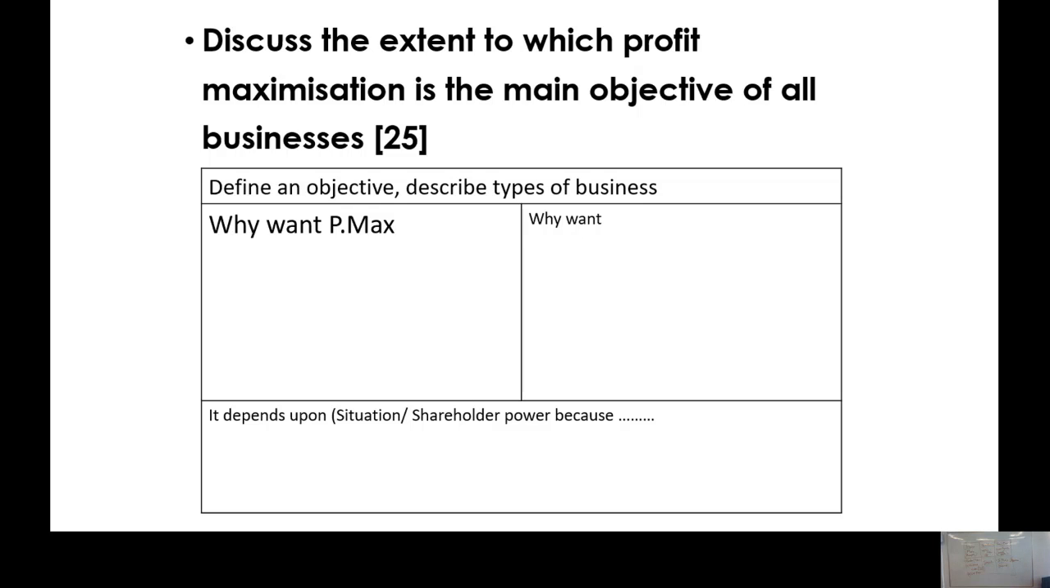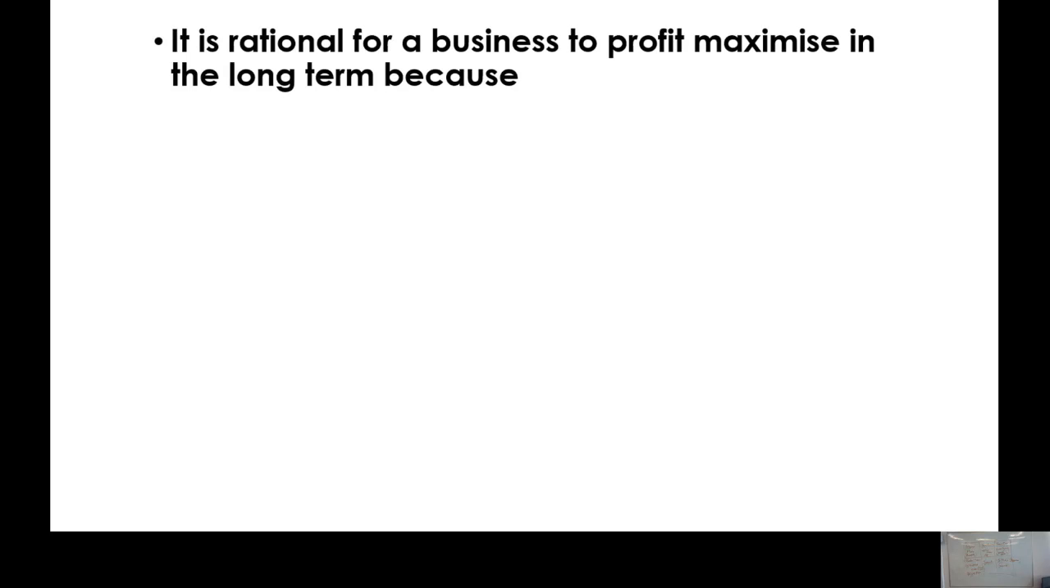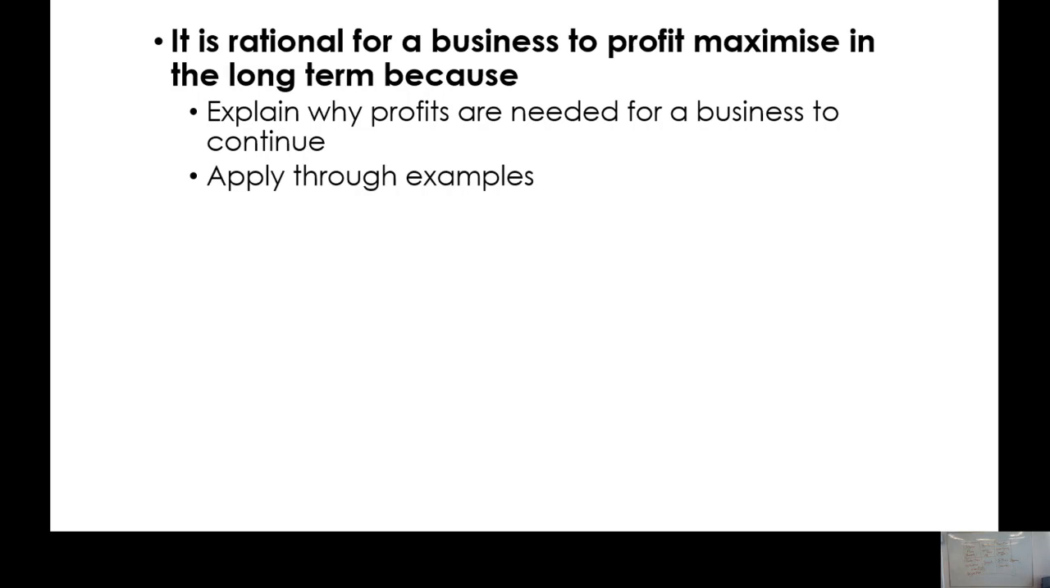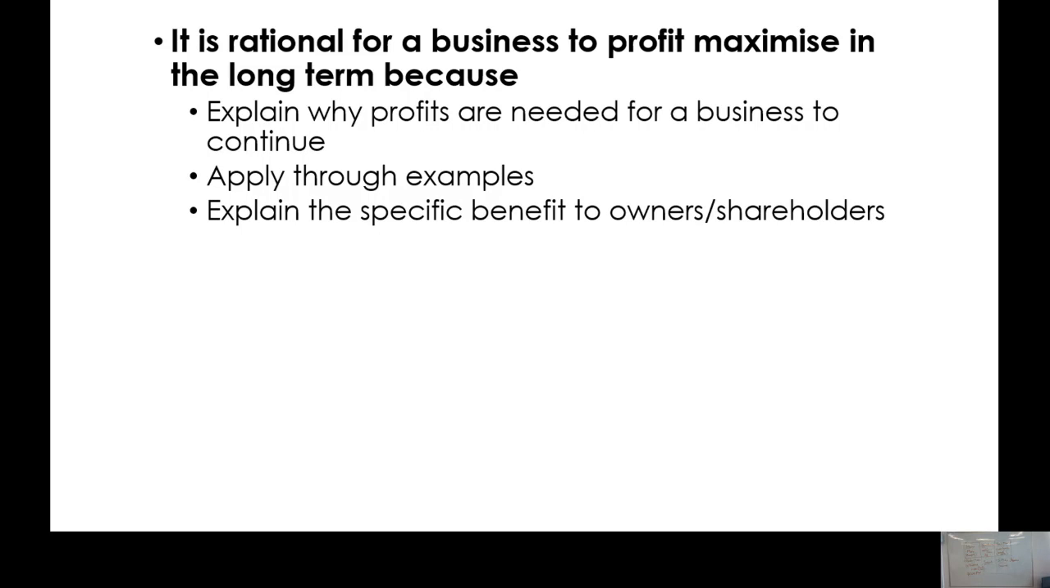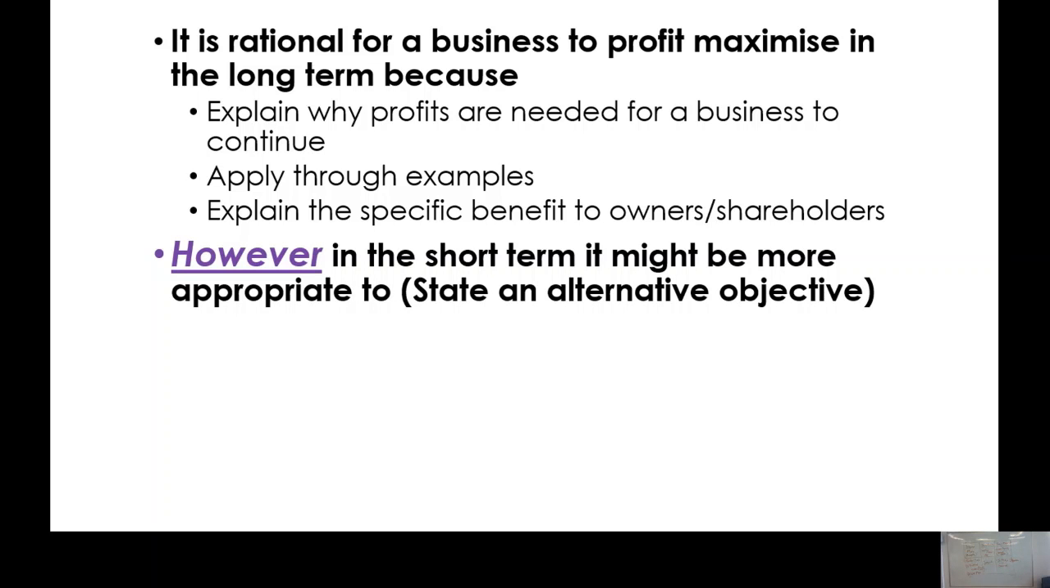The way this will be structured is start off with that sentence: it is rational for businesses to profit maximise in the long term, because you need to give a reason why the profits are needed for a business. Apply this to an example, which businesses need profits. Just choose a business, any business, and explain the specific benefit of those profits to the owners or the shareholders. So we're talking about private sector businesses here.